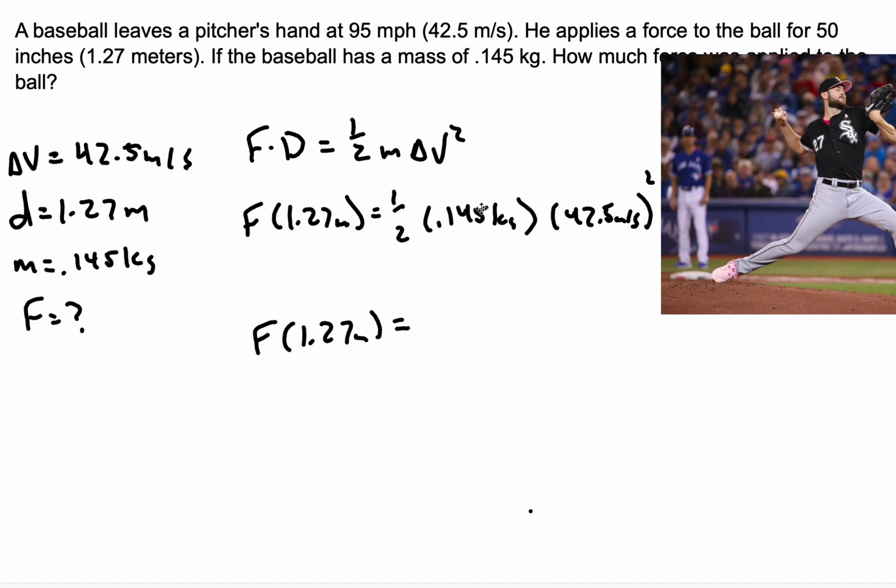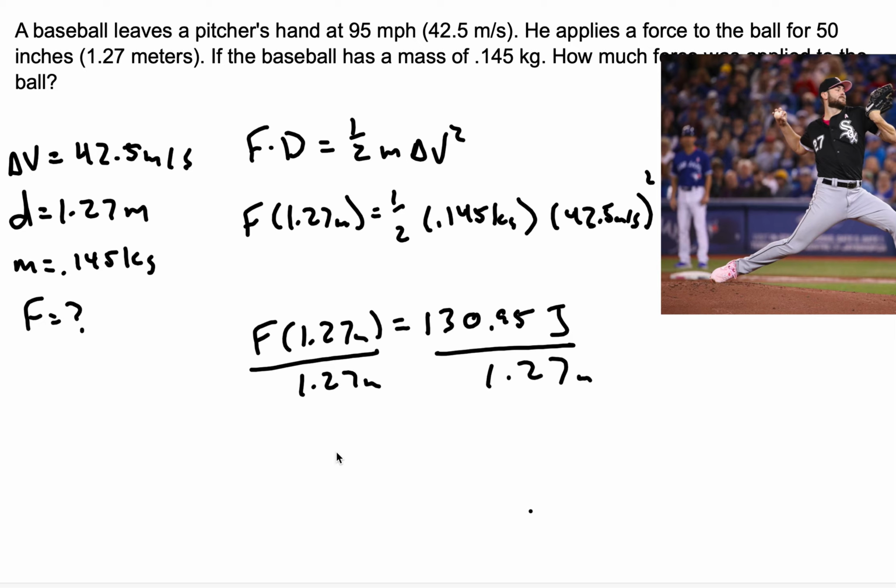So I got to punch all of this in my calculator. 42.5 squared times 0.145 times 1/2. 130.95. Nice. And then to get force by itself, I would divide both sides by 1.27. And the force will be... Wait, I'm sorry, what was that? 103.1. 103.1 newtons.